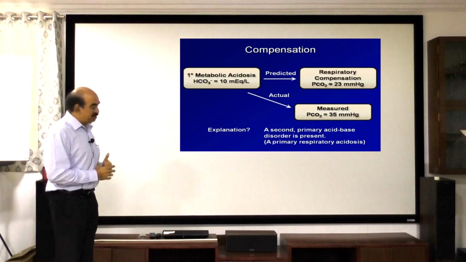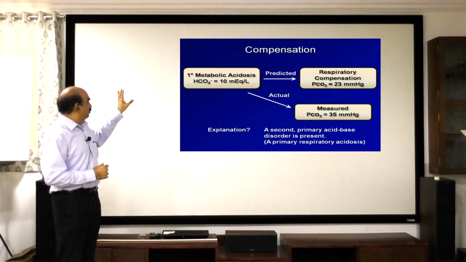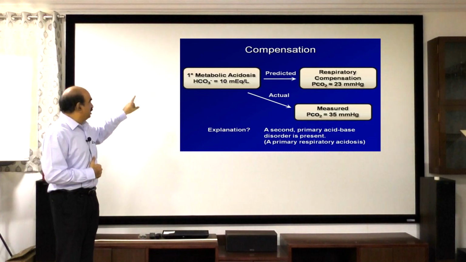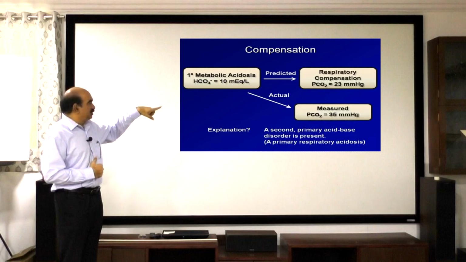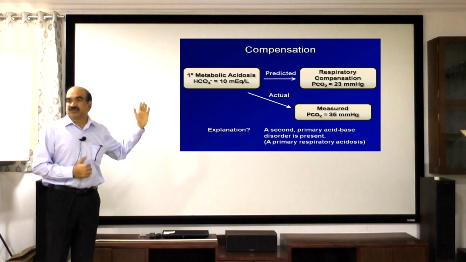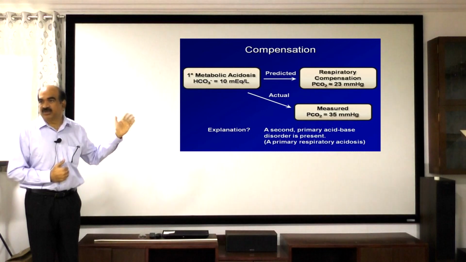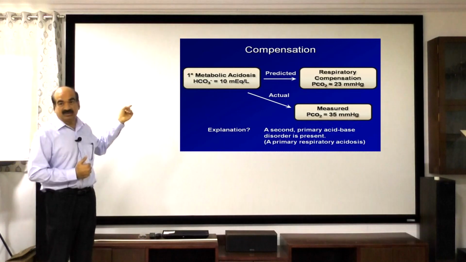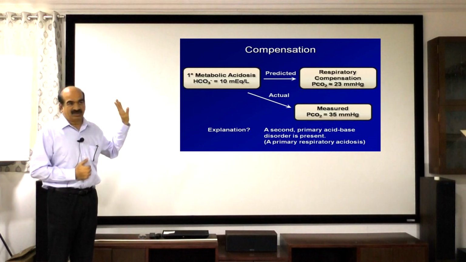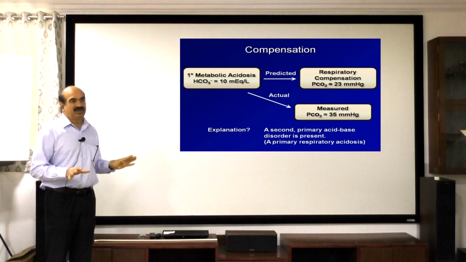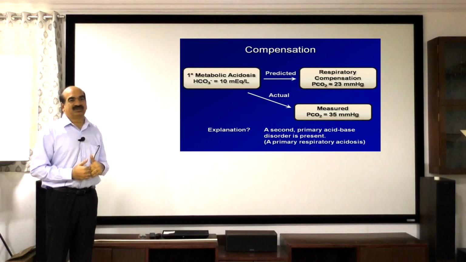So coming to compensation for metabolic acidosis, in a primary metabolic acidosis situation, if bicarb is 10, how much respiratory compensation do we expect? The Winter's formula is 1.5 times bicarb plus 8. That means for 10, it is 15 plus 8. We expect 23.